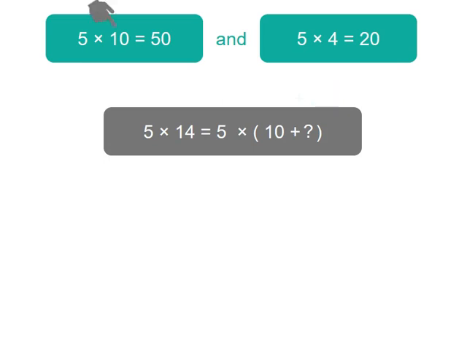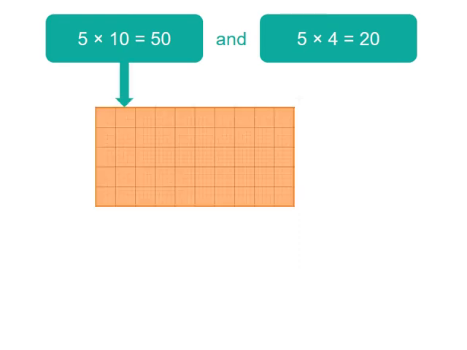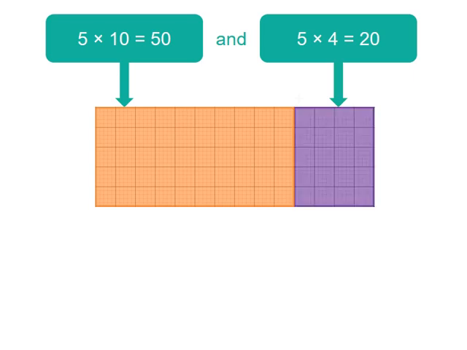Well, let's have a look. 10 and 4 makes 14. So should that be 10 plus 4? Well, that's what we've been working on, isn't it? But why don't we just prove that that's the case? Let's look at what 5 multiplied by 10 looks like, and 5 multiplied by 4. That's what that looks like, the second shape.